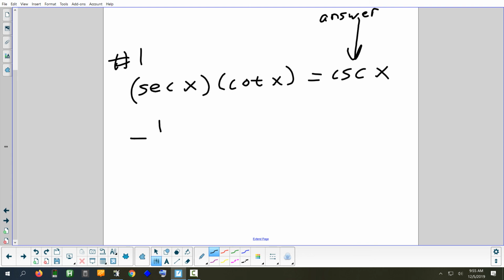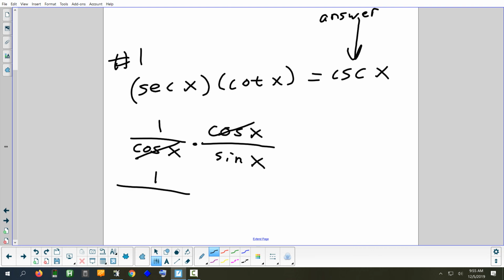Secant is 1 over cosine. Cotangent is cosine over sine. What cancels out there? The cosines. You're left with a 1 in the top, you're left with a sine in the bottom. If you take sine and flip it, what trig function is that? That's the cosecant. So that's the answer you got when you did your work.